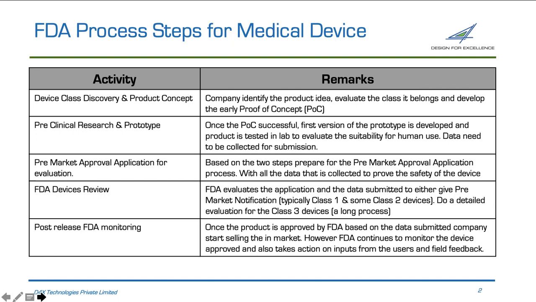Second is basically based on the success of the proof of concept, build a limited prototype, do a limited lab study to ensure that it is fit for human use, and also collect some amount of data that is needed for submission to the FDA.